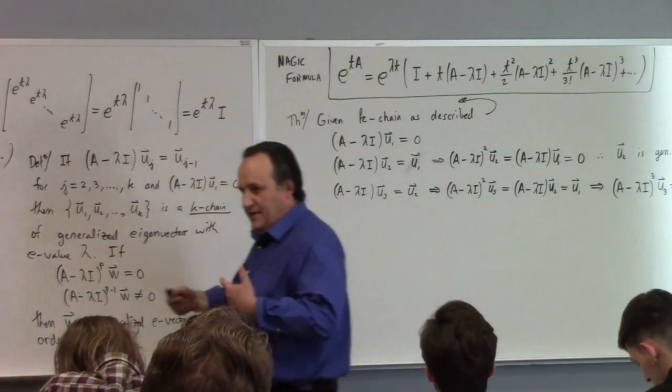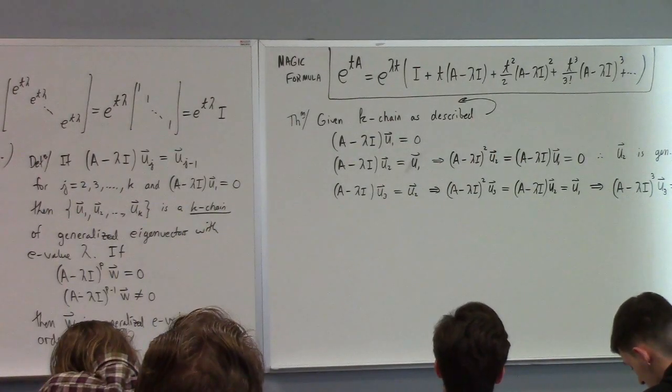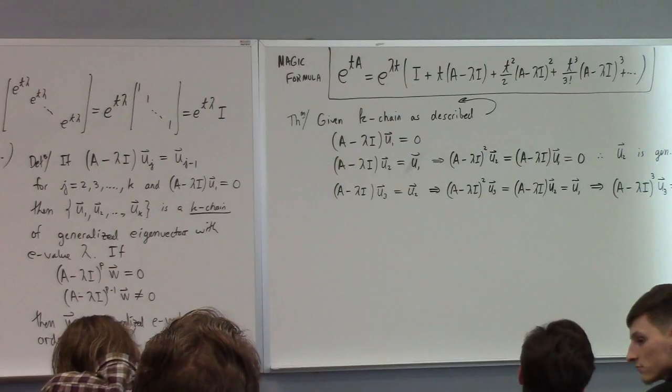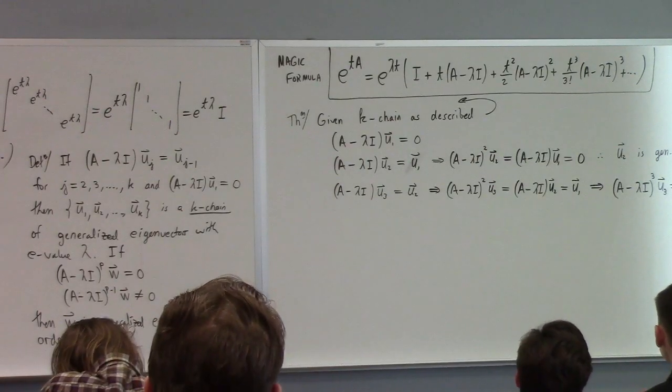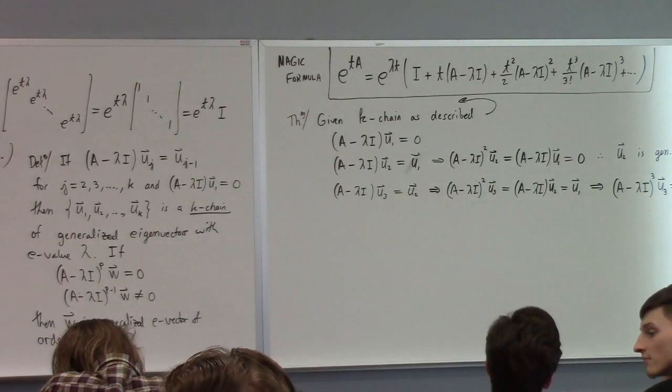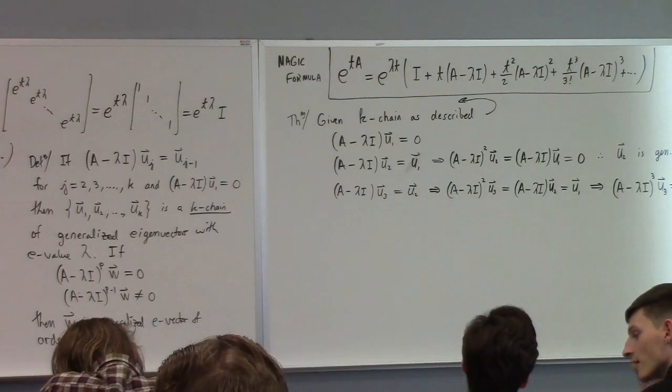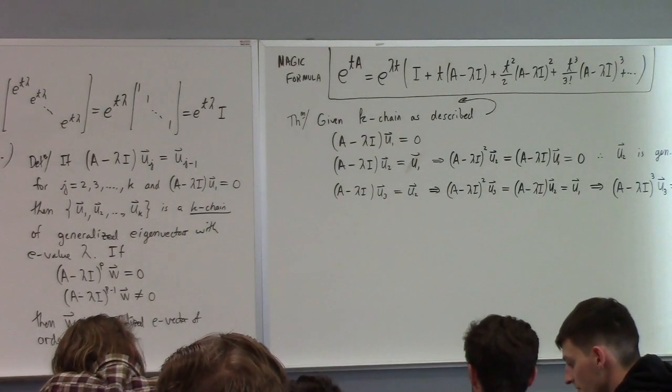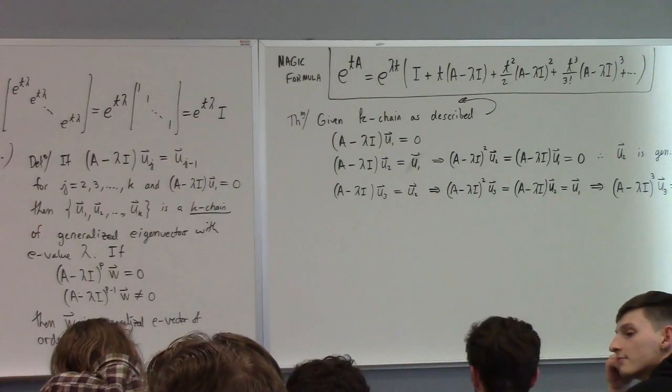This trend will continue, right? Like, what's uk going to be? uk is going to be a generalized eigenvector of order k.